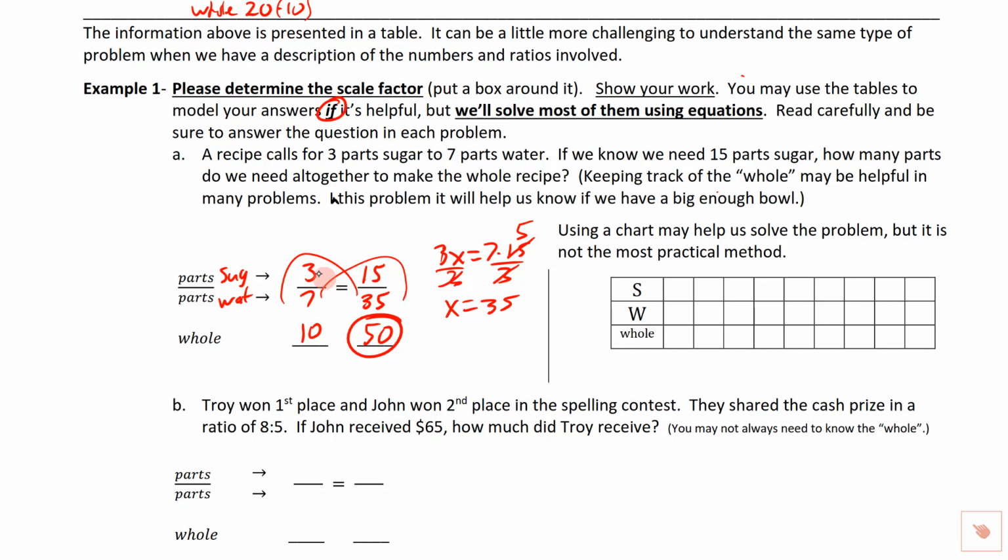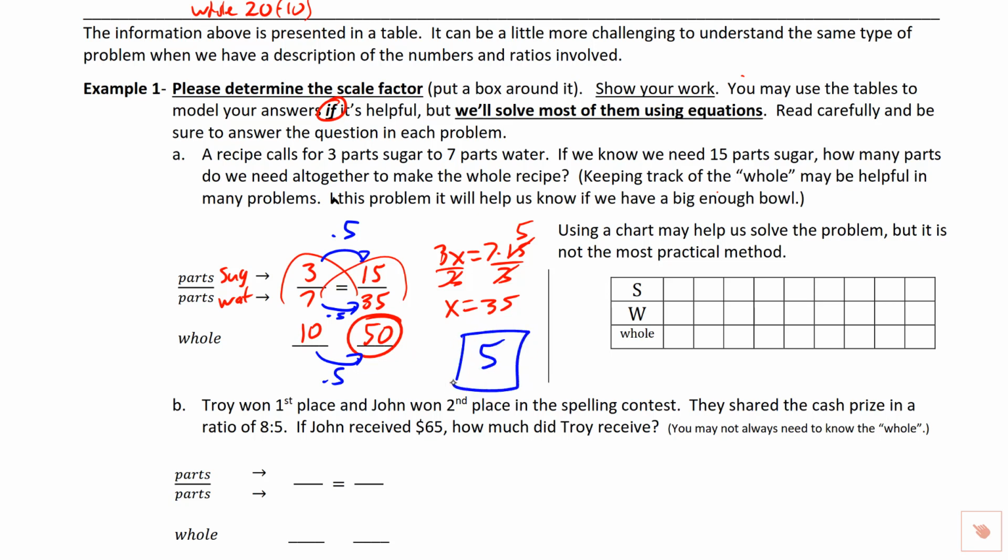The scale factor is what we'd multiply the old top by to get the new top. So if I were to multiply here, I'd multiply by 5. 3 times 5 is 15. Does that work out right here? 7 times 5 is 35. And does it work out on this one? 10 times 5 is 50, so it works just fine. So we're going to put the scale factor in a box right there.